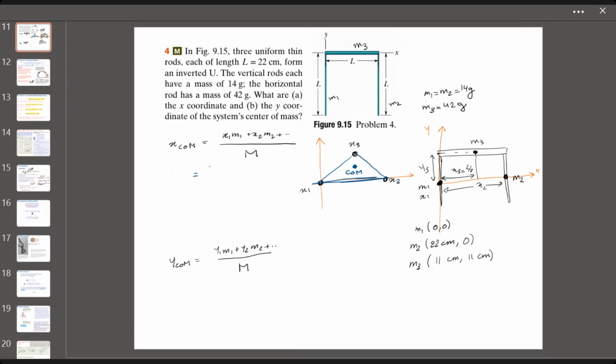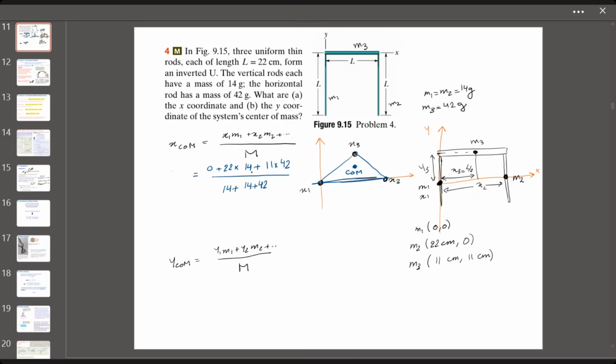So I have x1 is 0, x2 is 22 centimeters, m2 is 14, x3 is at 11 centimeters, and m3 is the horizontal rod, which is heavier. It has a mass of 42. I'll divide this by the total mass, which is going to be 14 plus 14 plus 42.